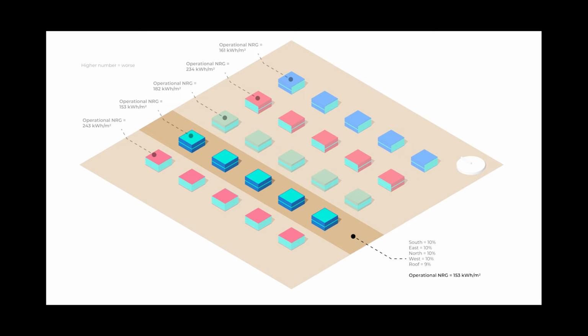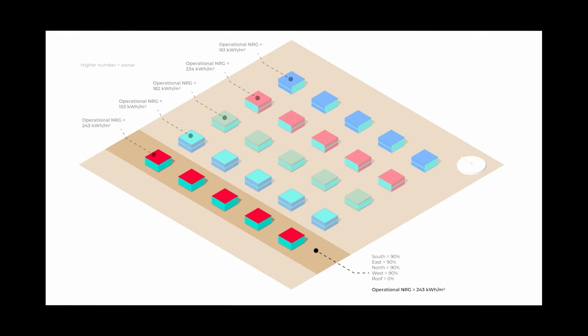The next is a building with a glass ceiling, and it was surprisingly efficient, being 153 kilowatts per meter squared. The last is the worst by making a glass box. This took the operational energy to 243 kilowatts per meter squared.